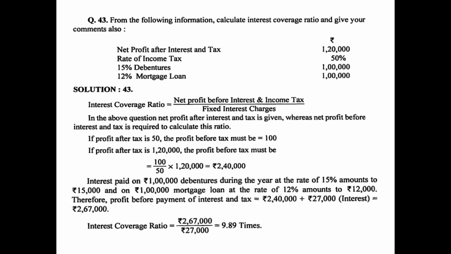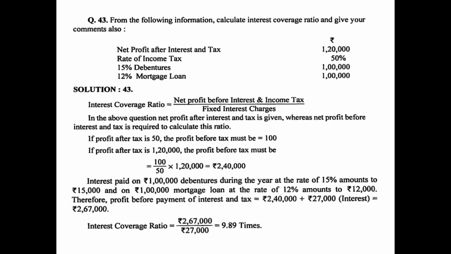Now the next question. From the following information, calculate interest coverage ratio and give your comments also. Now the formula for interest coverage ratio is net profit before interest and income tax upon fixed interest charges. So net profit after interest and tax is given to you, 1,20,000. Rate of income tax is given to you, 50%. 15% debentures is given to you, 1 lakh. That means 15% is basically the interest rate on debentures.